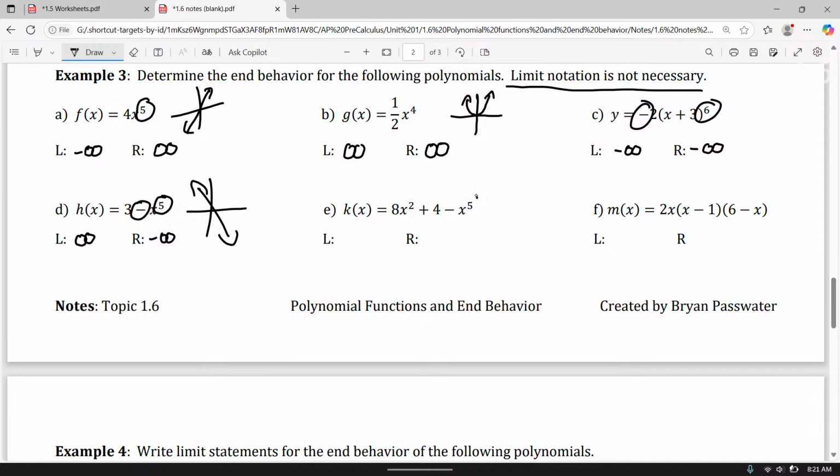Careful. You're going to try to check on this one. Odd degree, downhill. Dang it, you got to count. 1, 2, 3. Odd degree. Positive, positive, negative. Downhill. Can y'all see it? Yep. So positive infinity, negative infinity.